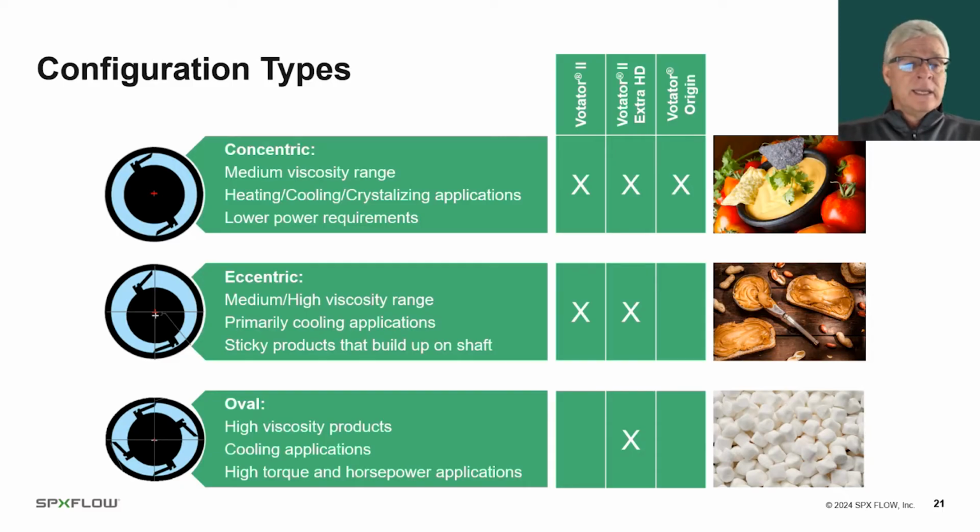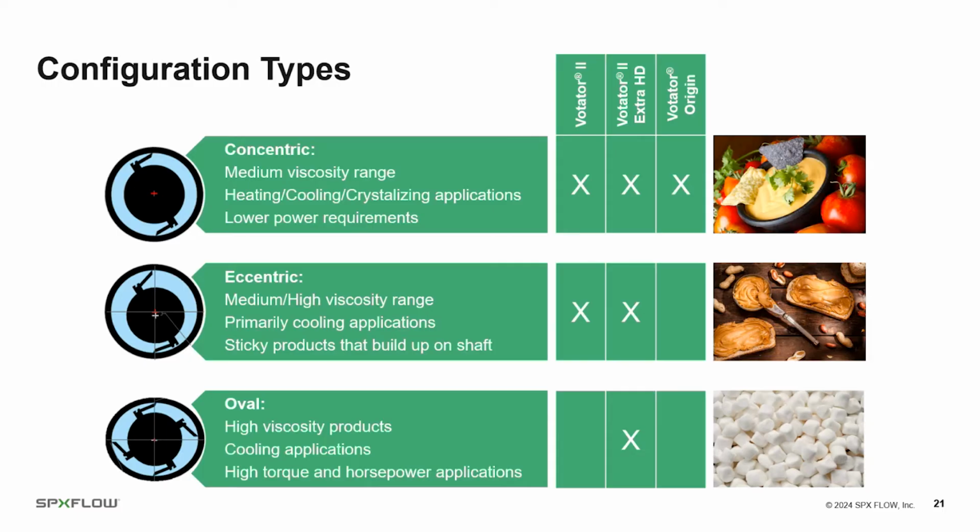And then lastly is the oval design. And this is when we really transition into high viscosity products. They're always typically cooling products with high torque and high horsepower requirements, where we may be at a 30 horsepower motor. Products like marshmallow is a common one. Another one is building caulk. So these are the applications that are typically also in the heavy duty, extra heavy duty configurations, where we do things differently with our bearings and our shafts in order to handle that kind of power that would be needed to cool the product through its desired range.